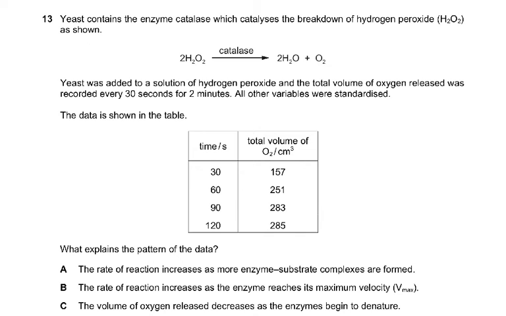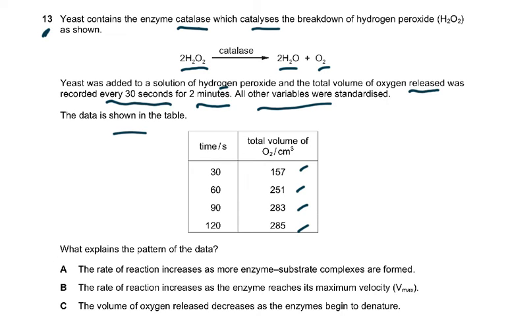Question 13. Yeast contains the enzyme catalase, which catalyzes the breakdown of hydrogen peroxide to water and oxygen. So yeast was added to a solution of hydrogen peroxide, and the total volume of oxygen released was recorded every 30 seconds for 2 minutes. All other variables were standardized. The data is shown in the table. So in 30 seconds, we had 157 cm cubed of oxygen, then 251, then 283, and then 285.